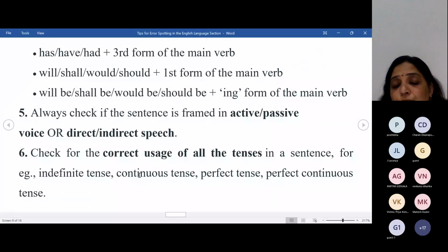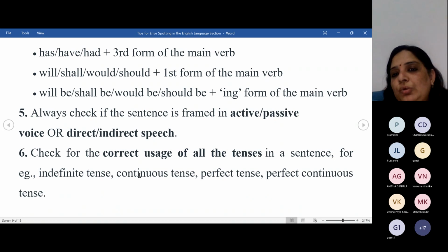Right. If it is the future tense, will be, shall be, would be, should be, okay, so will, shall, I shall. I shall go to the market today. I will go to the park. I'll go to buy my clothes.